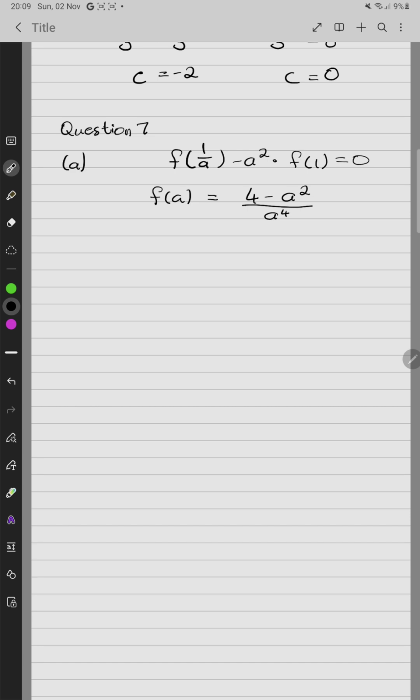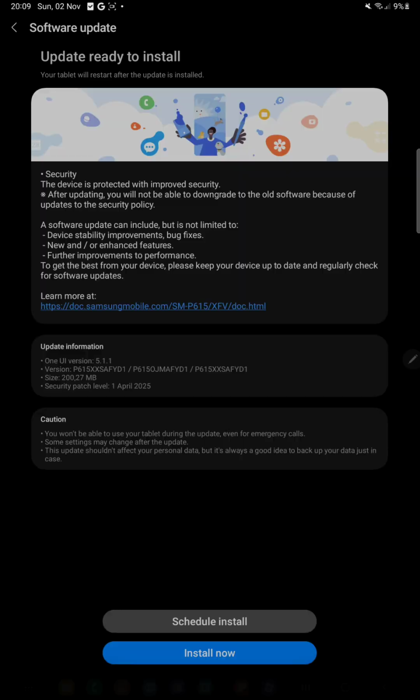Don't be intimidated by this kind of question. You have a formula for f. So instead of a, why don't we put 1 over a? That's easy enough. We can say f of 1.